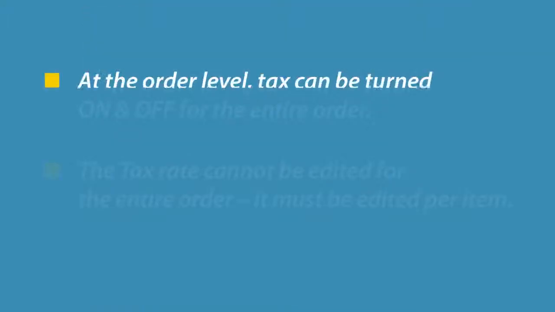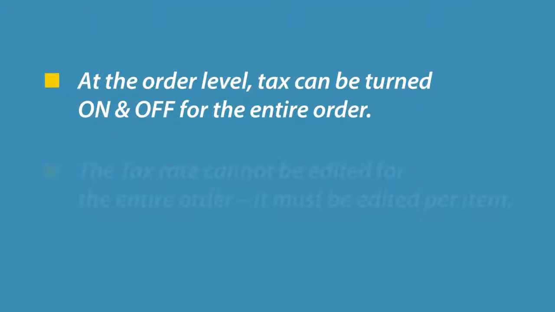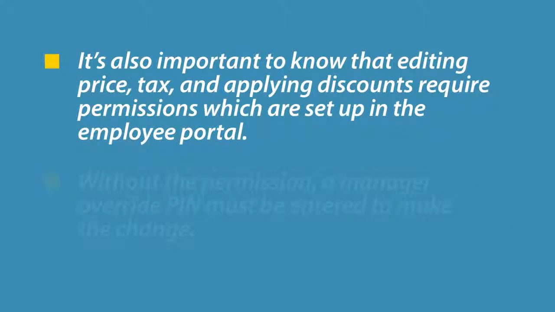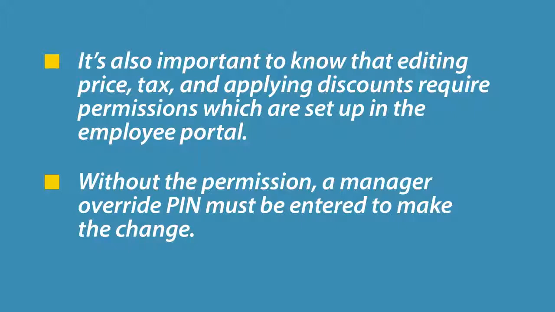Please note that at the order level, tax can be turned on and off for the entire order. The tax rate cannot be edited for the entire order. It must be edited per item. It's also important to know that editing price, tax, and applying discounts require permissions which are set up in the employee portal. Without the permission, a manager override PIN must be entered to make the change.